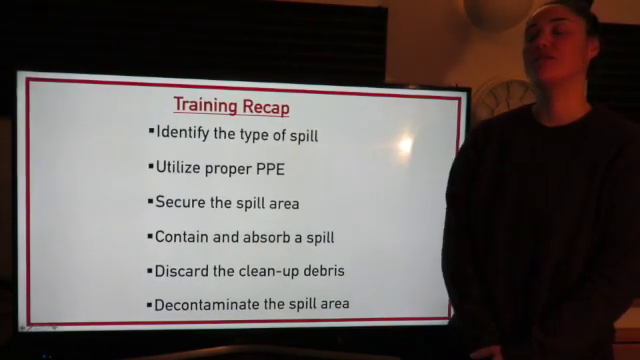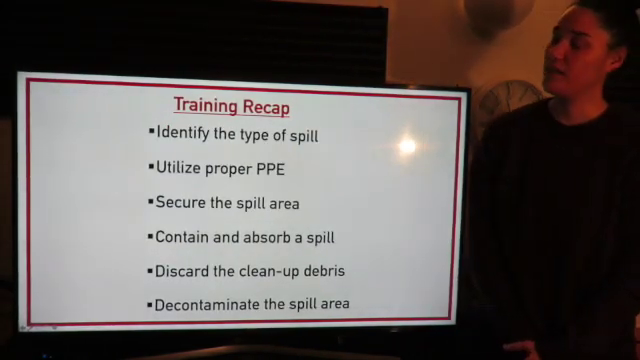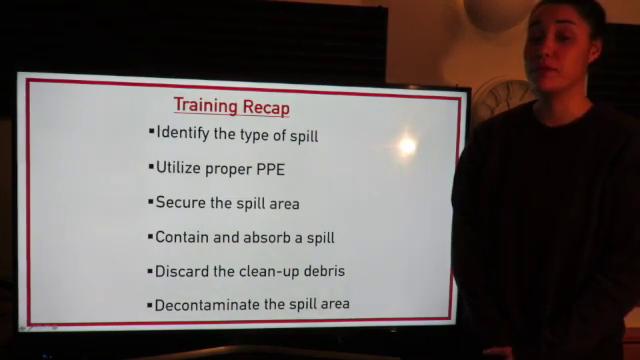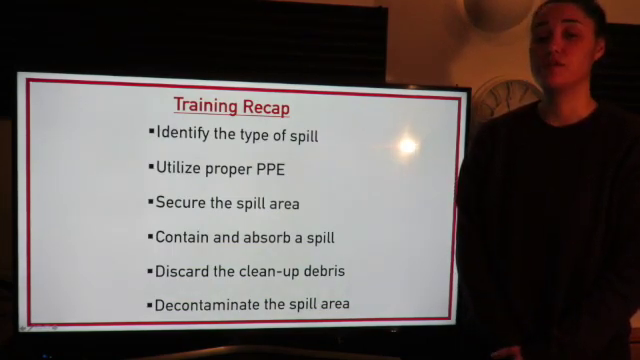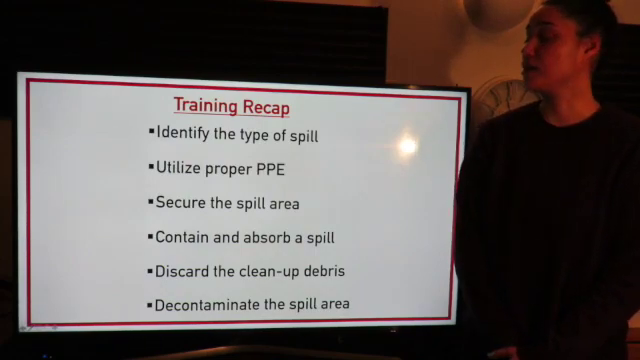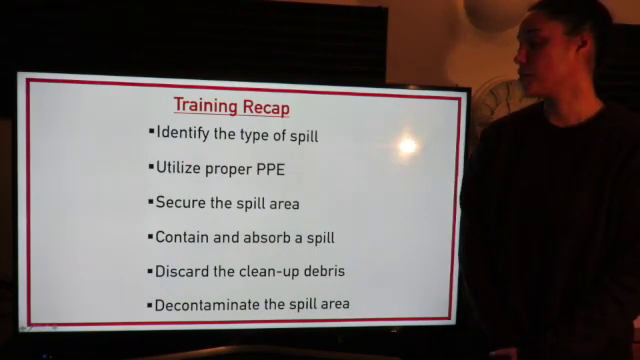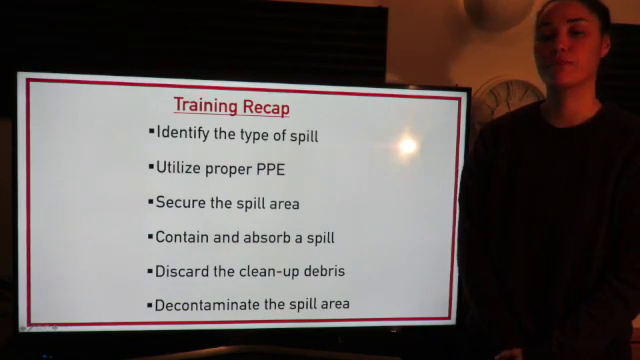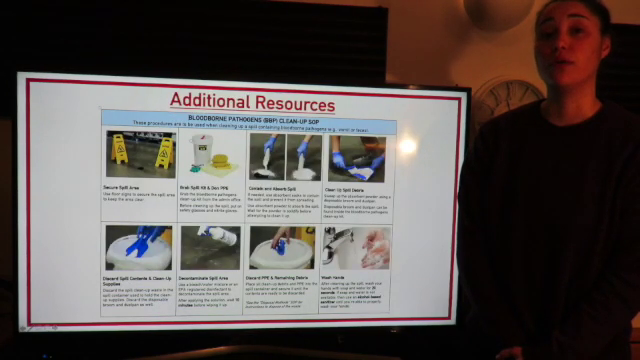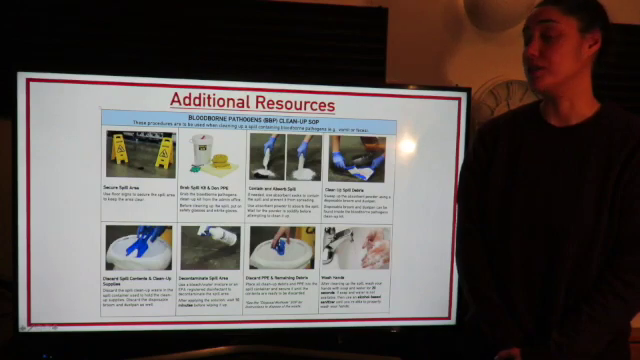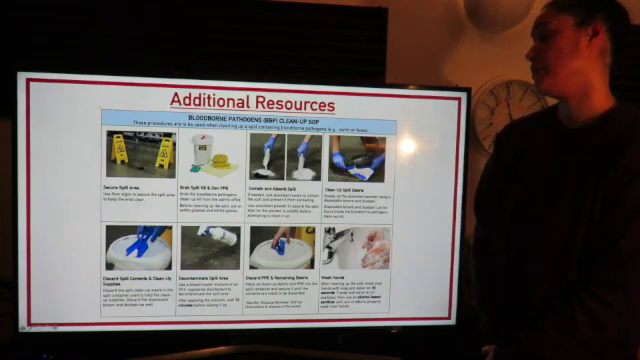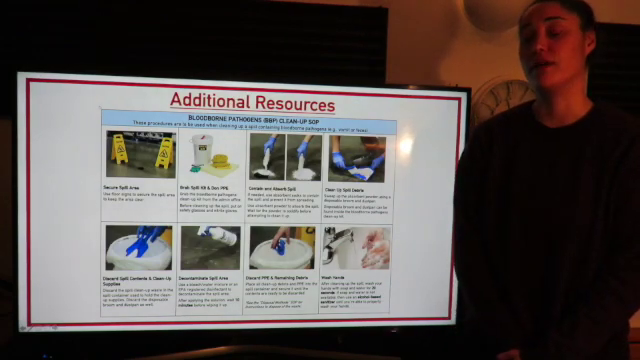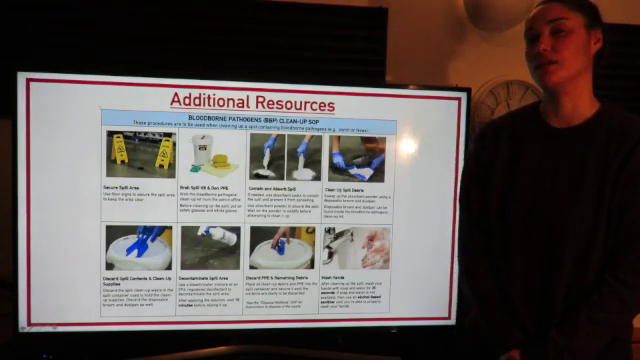Alright, let's do a recap of this training. What did we learn today? We learned how to identify the type of spill, how to utilize proper PPE, how to secure the spill area, contain and absorb a spill, discard the cleanup debris, and how to decontaminate the spill area. So employees know for future reference, there are additional resources available to them. There's a bloodborne pathogens cleanup SOP that they can refer to if they ever have to clean up a bloodborne pathogens related spill.